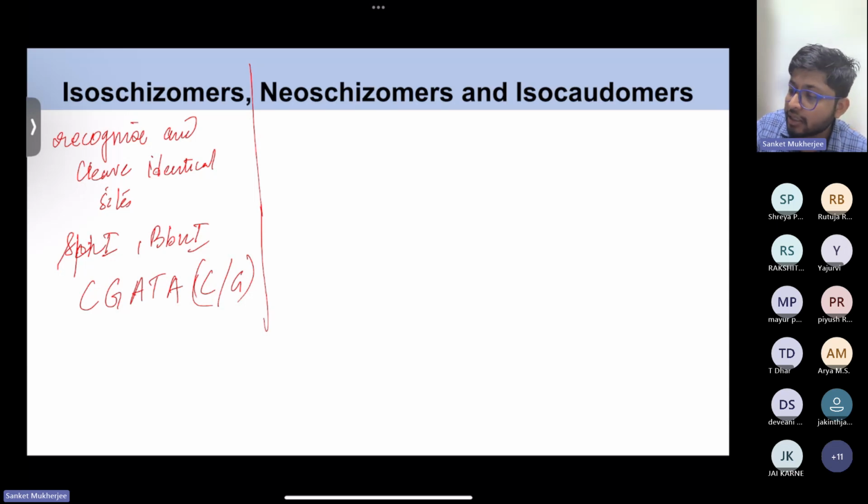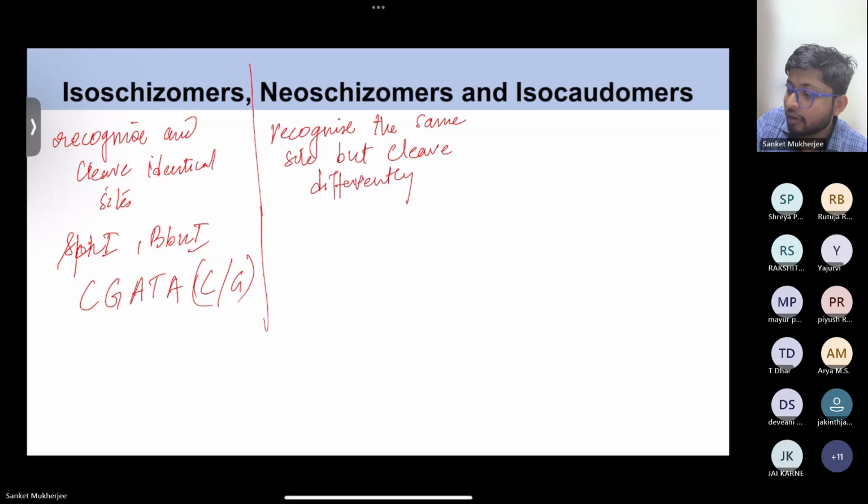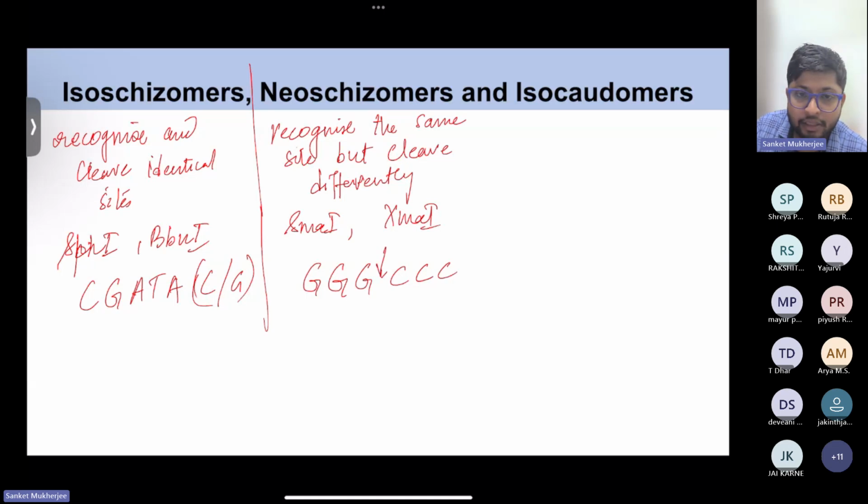Neoschizomers recognize the same site, but they cleave differently. For example, SmaI and XmaI are two different restriction enzymes which recognize the same site, but they cleave differently. If you look at SmaI, the recognition site is CCCGGG, and SmaI cuts here in the middle. It's a blunt end cutter. XmaI recognizes the same sequence, but it cuts right here after the first C.